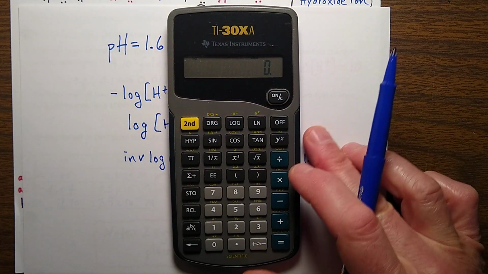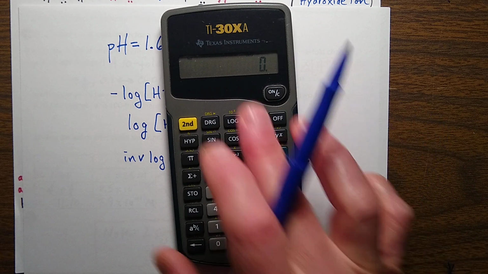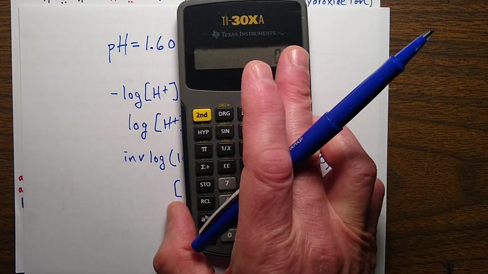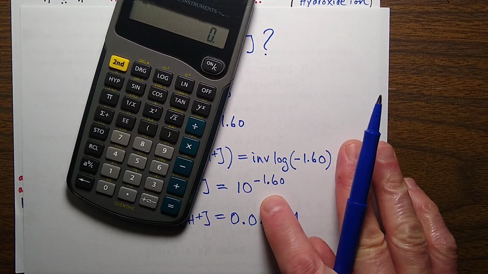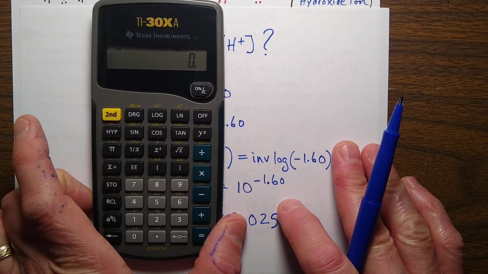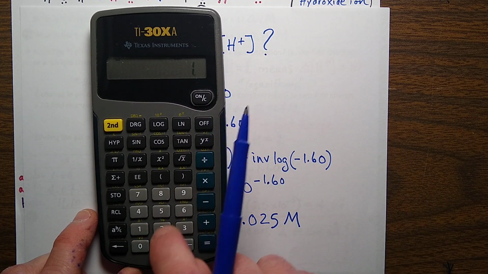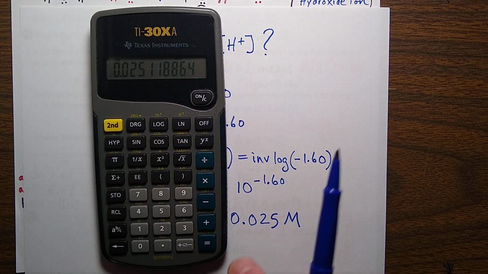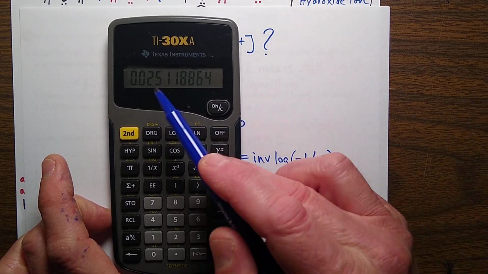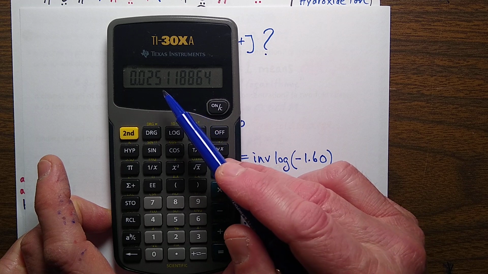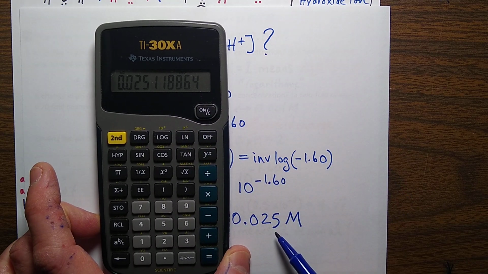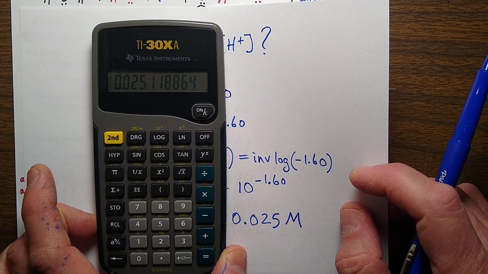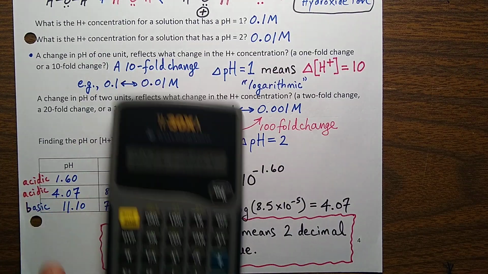So again, let me show you. I think this will be, I can see on my camera that it's even better. I'm hoping it was visible in the last video, but in case it wasn't, this is how you do that. In my particular calculator, all I have to do is enter the number 1.60, the negative of it, and press second LOG, and you'll see I do get 0.025 and a bunch of other digits, but I have to round it off at the third decimal place. That's where that 0.025 comes from for the concentration of the hydrogen ions.